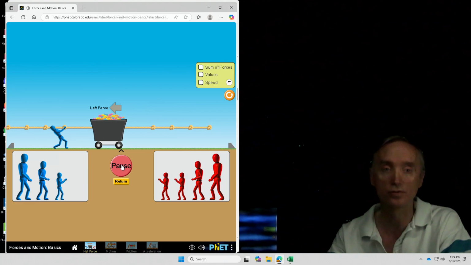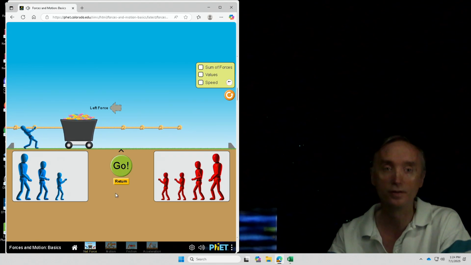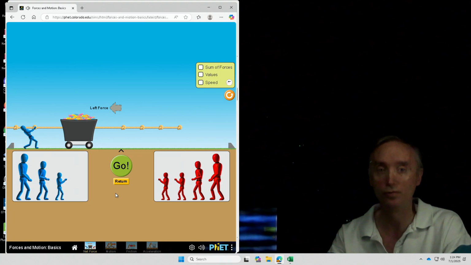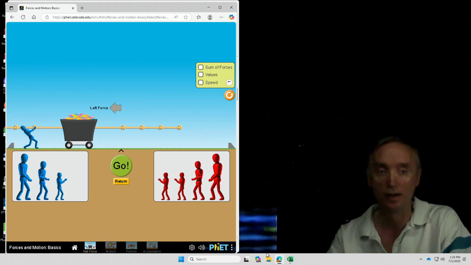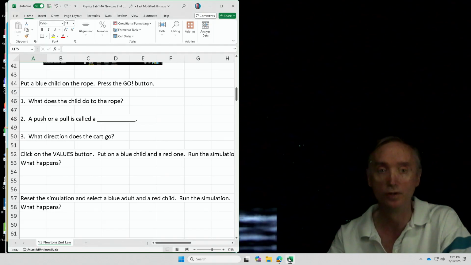Okay, and there are a couple of things you should be noticing. What is the child doing to the rope? And in what direction is the cart moving? That's important, and you're going to put that information into the lab.